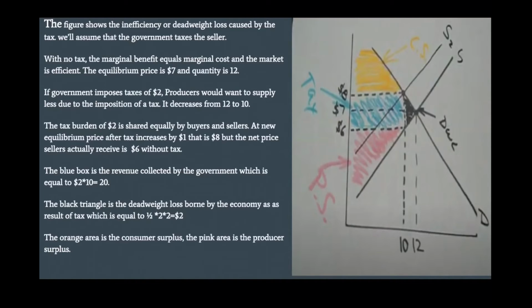The tax burden of $2 is shared equally by buyers and sellers. At the new equilibrium, the price after tax increases by $1 to $8, but the net price that sellers actually receive is $6. The blue box is the revenue collected by the government, which is equal to 2 times 10, which is 20. The black triangle is the deadweight loss borne by the economy as a result of the tax, which is equal to the area of a triangle, that is half times 2 times 2, which is $2. The orange area is the consumer surplus, the pink area is the producer surplus.